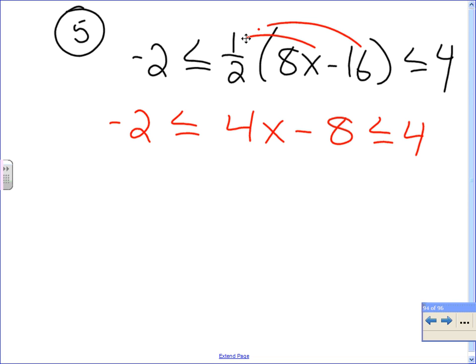Okay, get the x by itself in the middle. So do plus 8, plus 8, plus 8. You'll get it. -2 plus 8 is not that. Type that in your calculator. Yeah, 6.